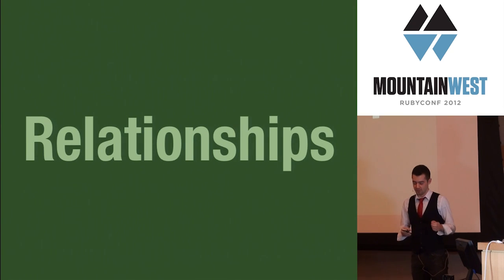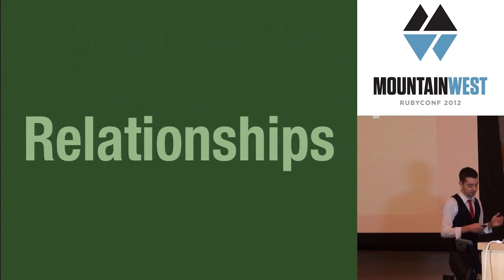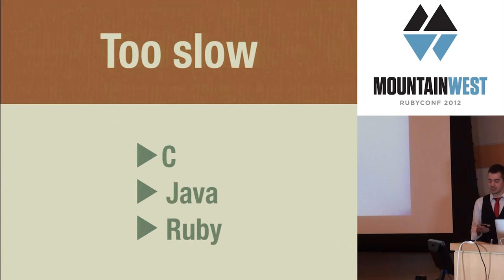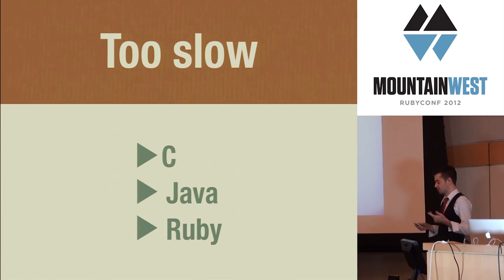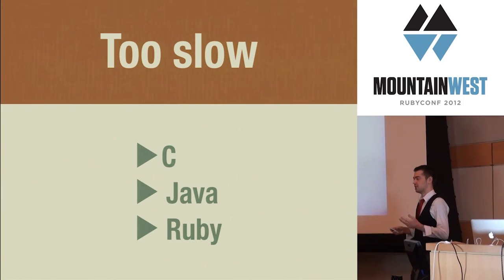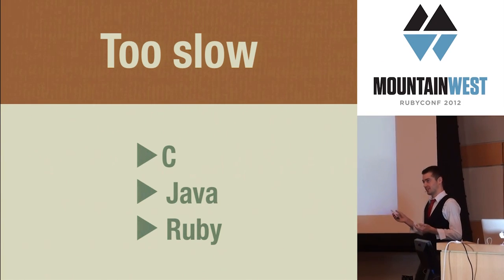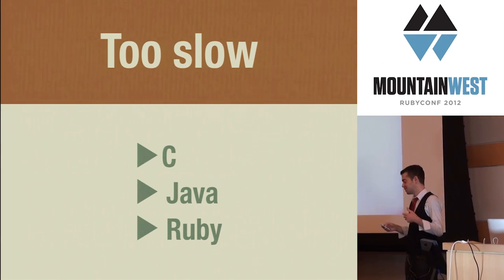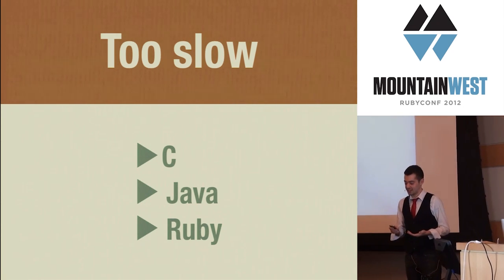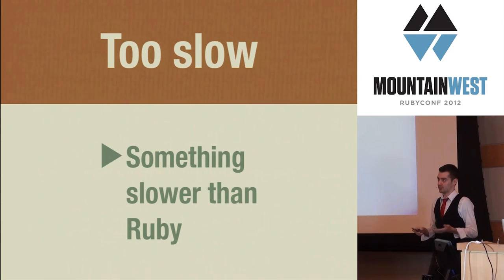Now onto the junk drawer, relationships. So C was too slow, C++ was too slow, Java was too slow, Ruby was too slow. I don't see any reason to assume that this is the end of this list. So I want to present for your consideration the idea that something is going to be slower than Ruby someday.